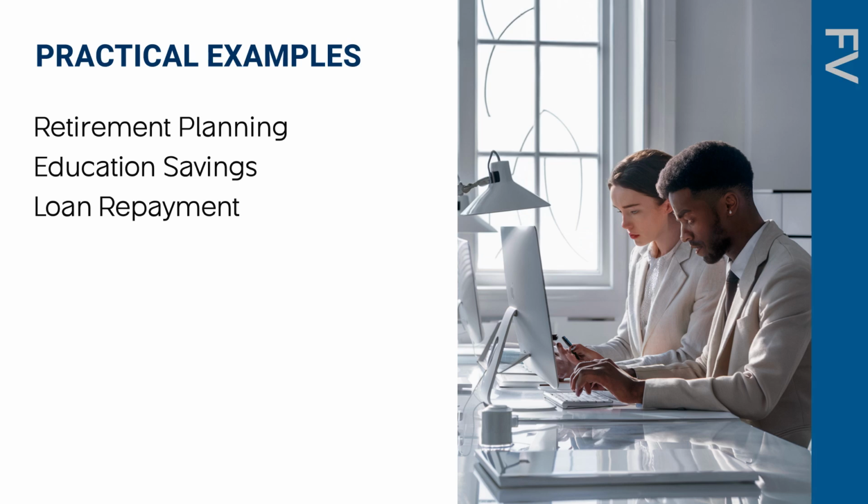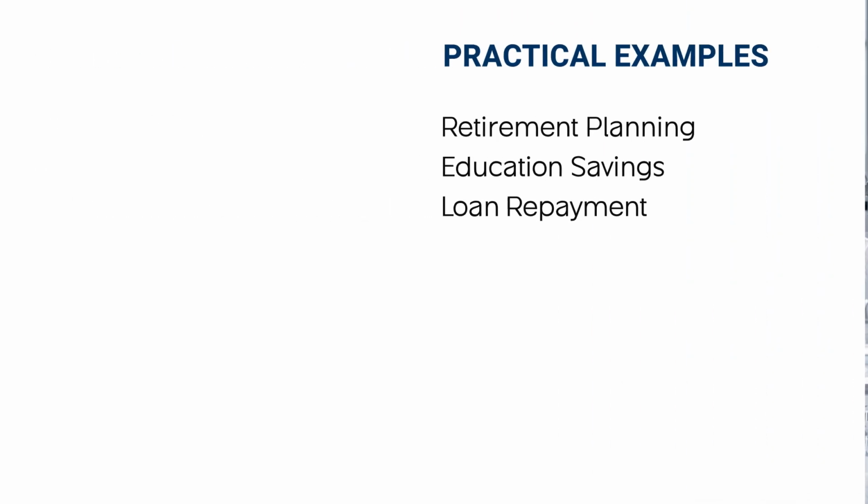These functions are invaluable in scenarios where you need to plan for the future. Here are a few examples of their practical applications. Retirement planning. Use the FV function to estimate the future value of your retirement savings, helping you determine how much to save each month to reach your retirement goals. Education savings. Calculate the future value of your savings plan to ensure you'll have enough to cover educational expenses when the time comes. Loan repayment. Forecast the future value of a loan balance to understand how much you will owe at a given point in time, taking into account regular payments.